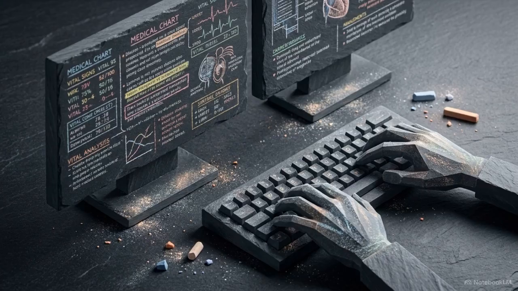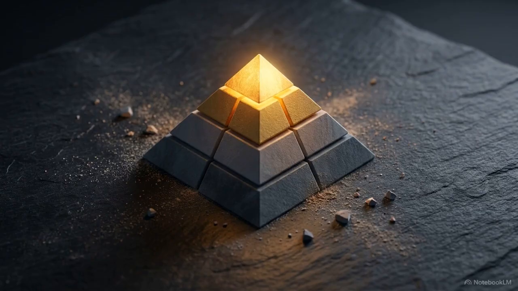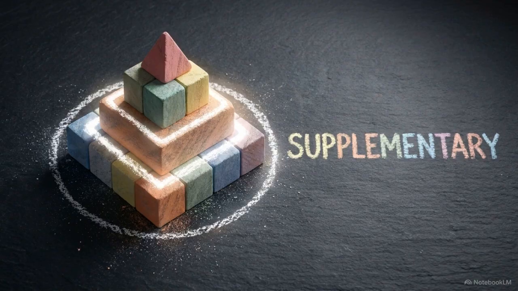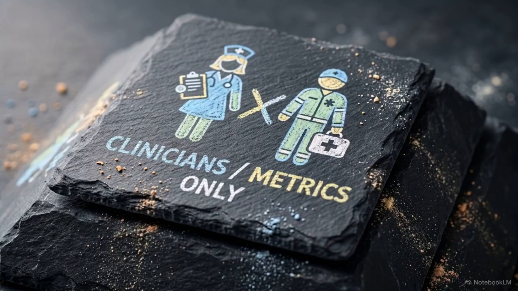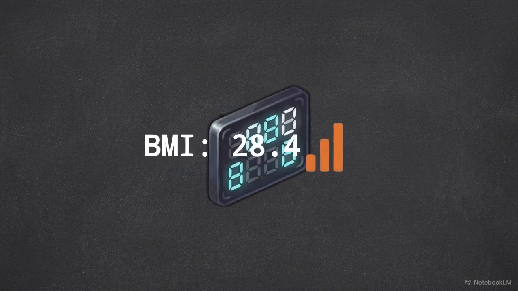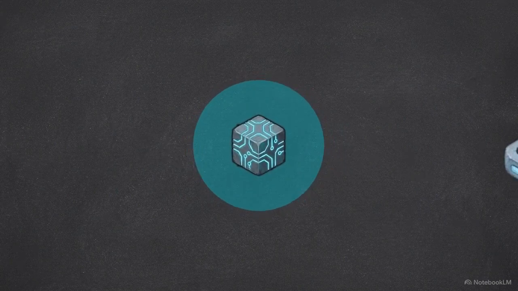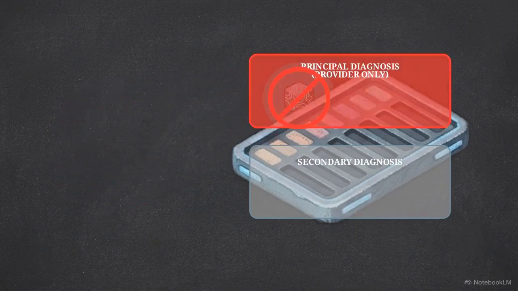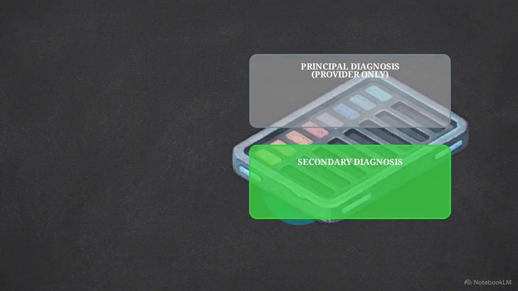But this algorithm is only as valid as the data fed into it, which brings us to the hierarchy of who provides the input. The core diagnosis must absolutely originate from the patient's primary provider. There is a strict exception for supplementary data. Coders can utilize specific metrics documented by secondary clinicians, such as nurses or EMTs. This applies to specific data points like body mass index values or coma scale scores, where the clinician is capturing a measurement rather than establishing a diagnosis. The restriction on this secondary data is absolute. It can only be used to generate secondary codes, never the principal diagnosis.